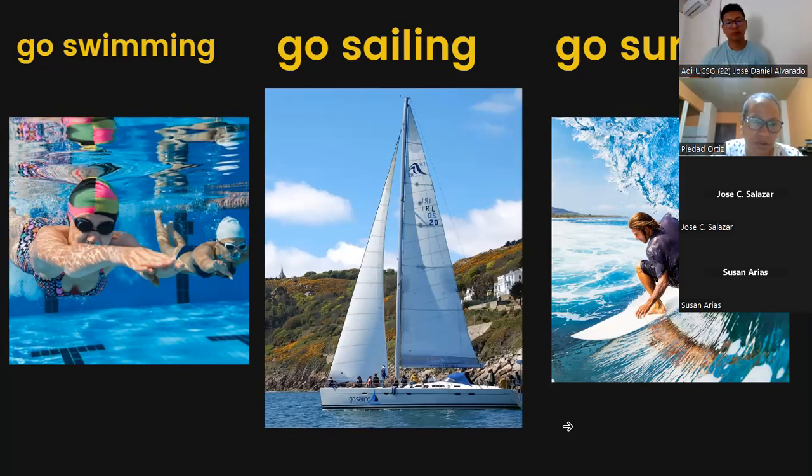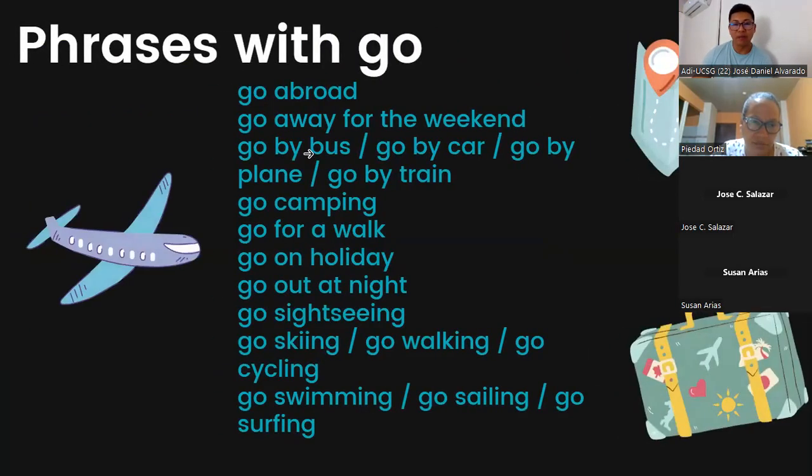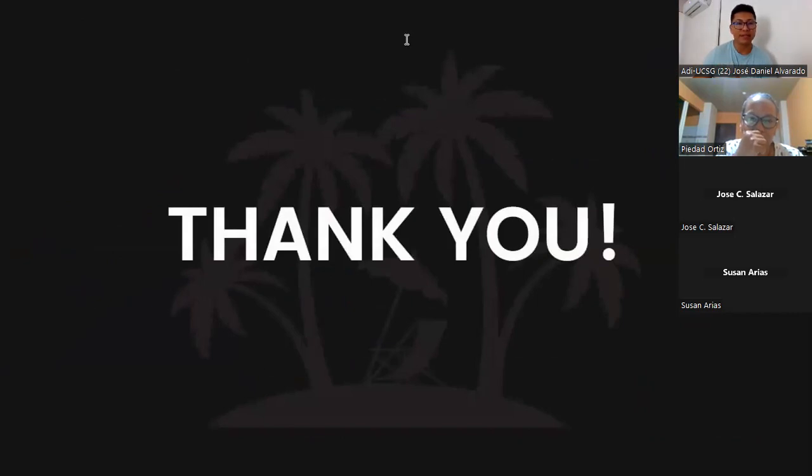Go swimming, go sailing, go surfing. Very good. Go swimming, go sailing, and go surfing. Okay, so in here we have all of the phrases with go. So you can look at them because we're going to use them for some exercises.